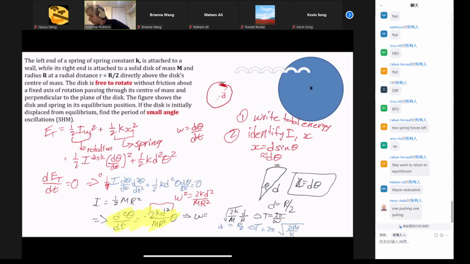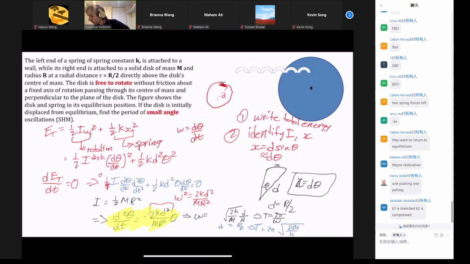Right, because they're both restorative. They both want to return to equilibrium. Your force for your spring always points towards the equilibrium point. So if we've displaced the mass towards the right, that means both forces have to point towards the left. So let me draw this situation. We have the mass, it has moved some distance towards the right.